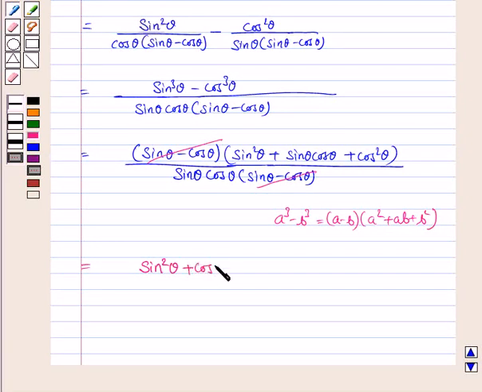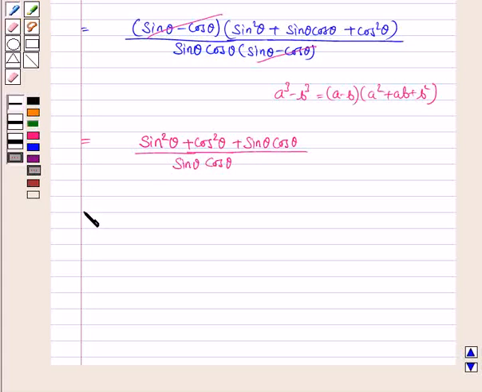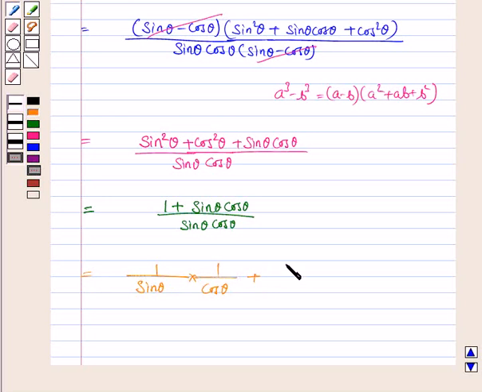sin square theta plus cos square theta plus sin theta cos theta upon sin theta cos theta. Now we know that sin square theta plus cos square theta is equal to 1. So this is 1 plus sin theta cos theta upon sin theta into cos theta, which is again equal to 1 upon sin theta into 1 upon cos theta plus sin theta cos theta upon sin theta cos theta.